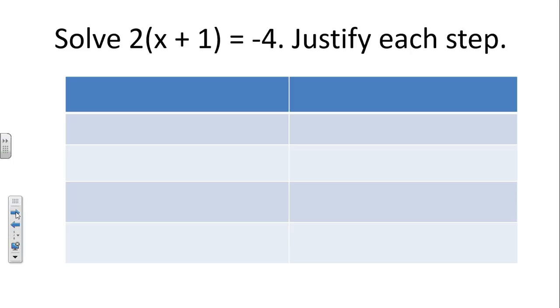So now we're told that we are going to solve 2 times the quantity x plus 1 is equal to a negative 4 and justify each step. So what is the very first step of every proof? Given. We want to write the given down. So what were we given?